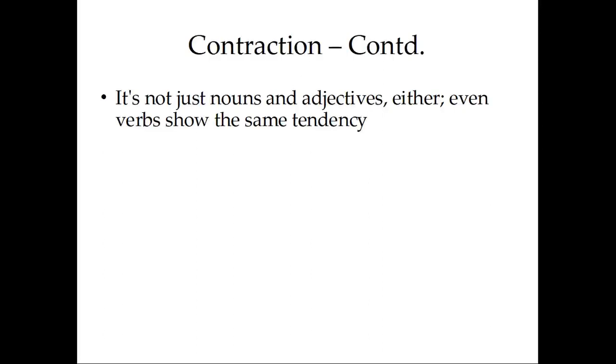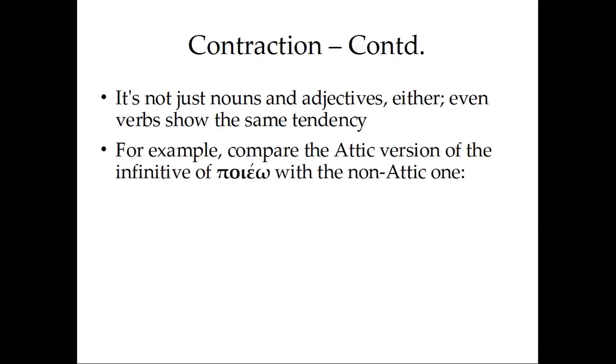It's not just nouns and adjectives either. Even verbs show the same tendency. We'll talk much more about this later on in the course, but we'll look at a first instance of contraction with a verb right now. For example, compare the Attic version of the infinitive of poieo, I make or do, with the non-Attic one. In non-Attic, we would expect to see, or just in Greek in general, poieein. We have the stem poie, which we get by dropping the omega, and then we would add our usual present infinitive ending ein. But in the Attic dialect, and in other dialects where we see contraction happen, the epsilon plus the diphthong epsilon iota are going to contract to the diphthong epsilon iota. So we see in Attic, poiein rather than poieein. It's much easier to pronounce.